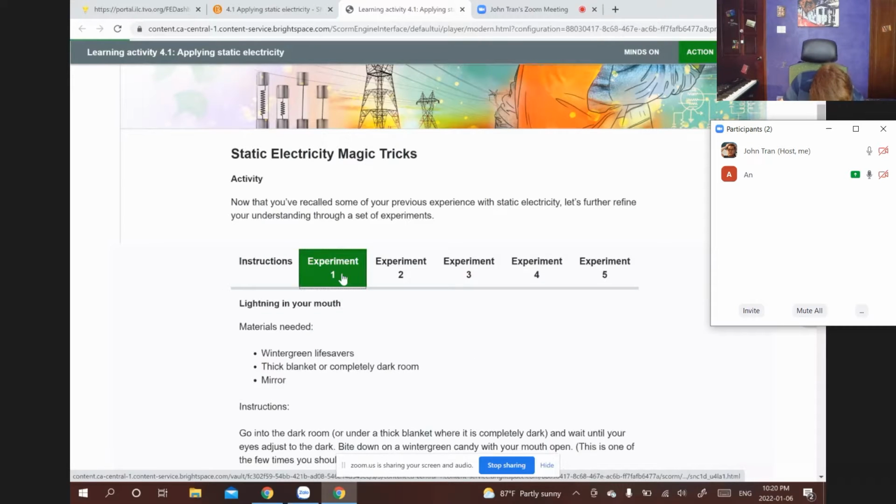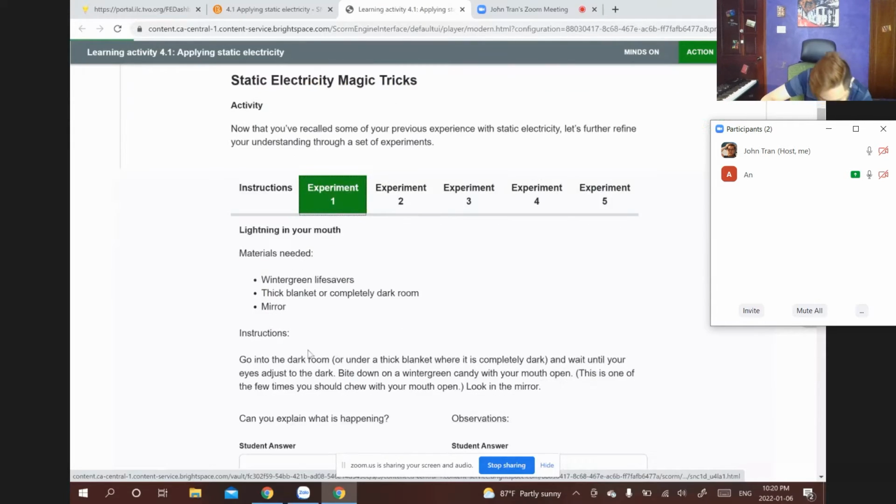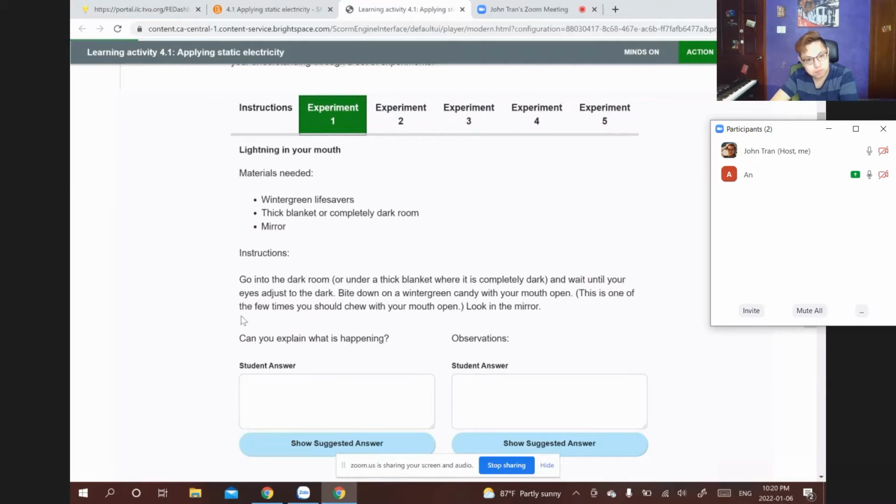Experiment 1. Lightning in your mouth. Material needed: wintergreen lifesaver, thick blanket or completely dark room, mirror. Instruction: go into the dark room or under a thick blanket where it's completely dark, and wait until your eyes adjust to the dark. Bite down on a wintergreen candy with your mouth open.